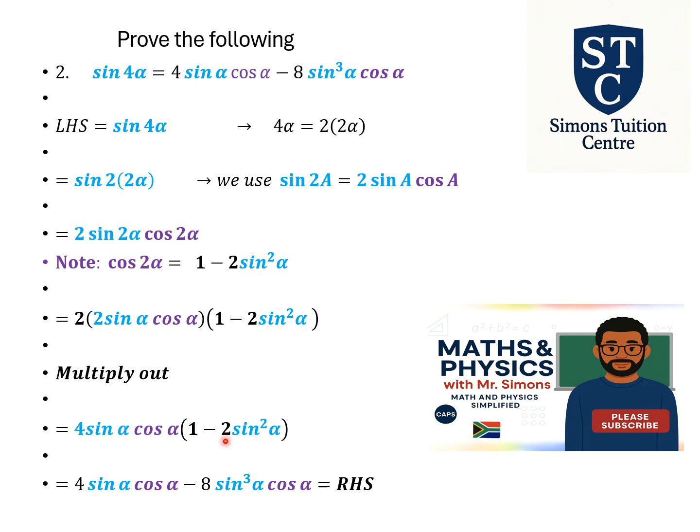So 4 times 1 stays 4 sine alpha cos alpha. 4 times 2 becomes 8. Negative times positive stays negative. And sine alpha times sine squared alpha becomes sine cubed alpha cos alpha. This now is exactly the same answer I have on the right hand side, and it equals my right hand side.